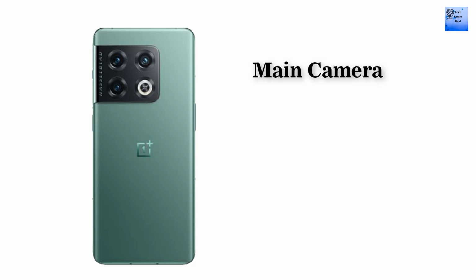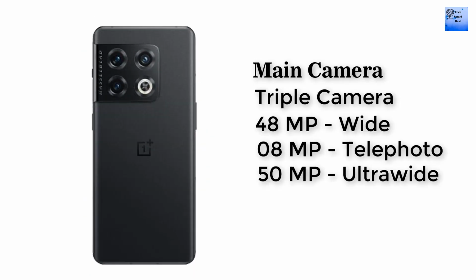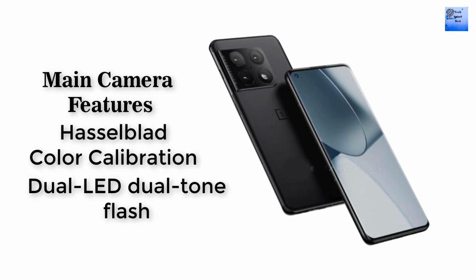Now I am telling about the main camera of this smartphone. The main camera is a triple camera: 48 megapixel wide camera, 8 megapixel telephoto camera and 50 megapixel ultra wide camera. The features of the main camera of this smartphone are Hasselblad color calibration, dual LED flash, HDR and panorama.